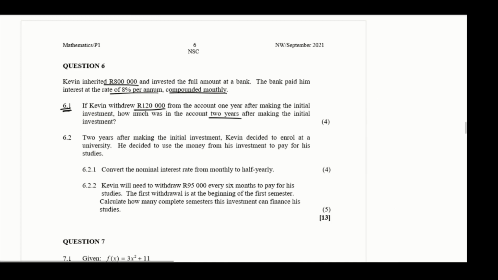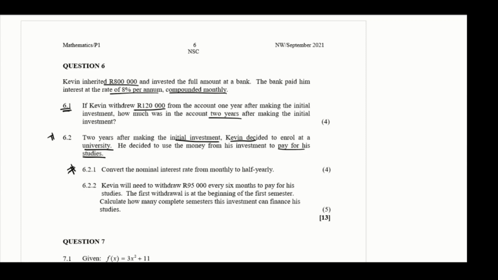6.2 says that 2 years after making the initial investment, Kevin decided to enroll at a university. He decided to use the money from his investment to pay for his studies.